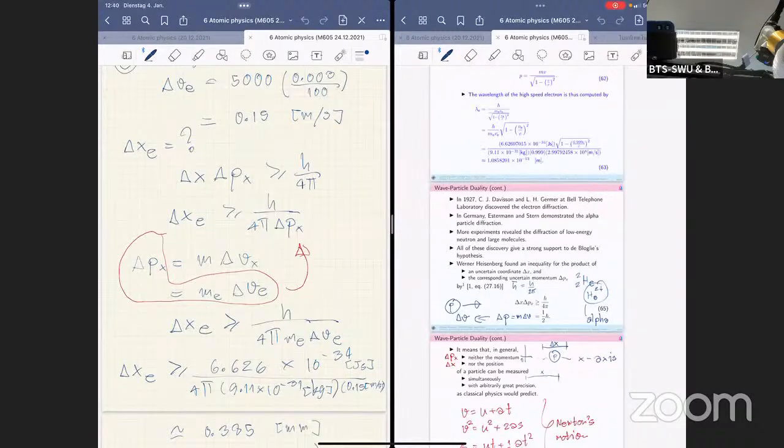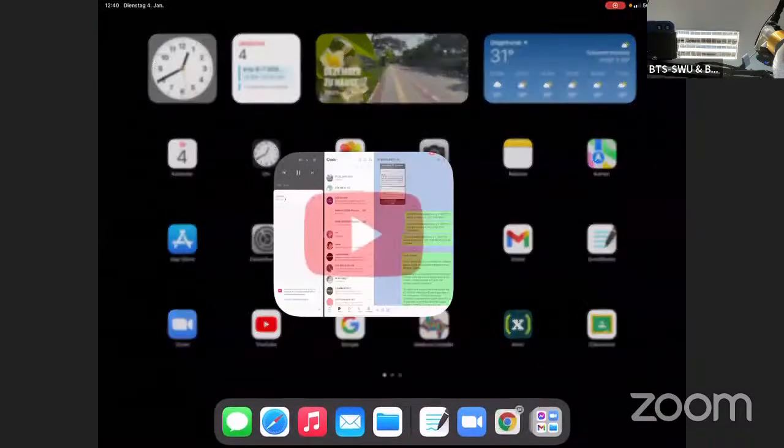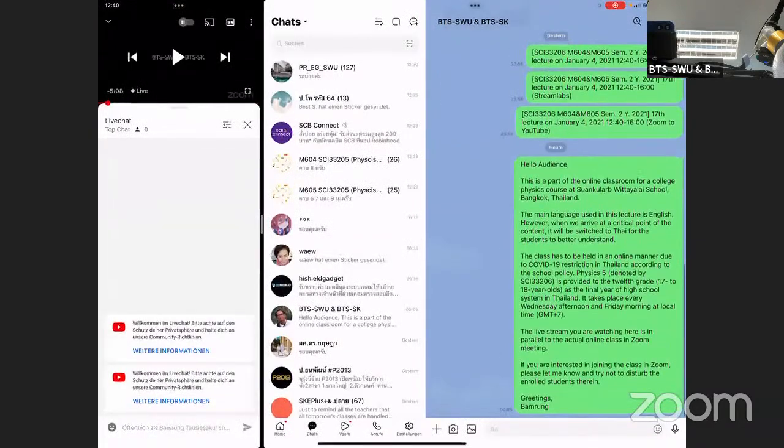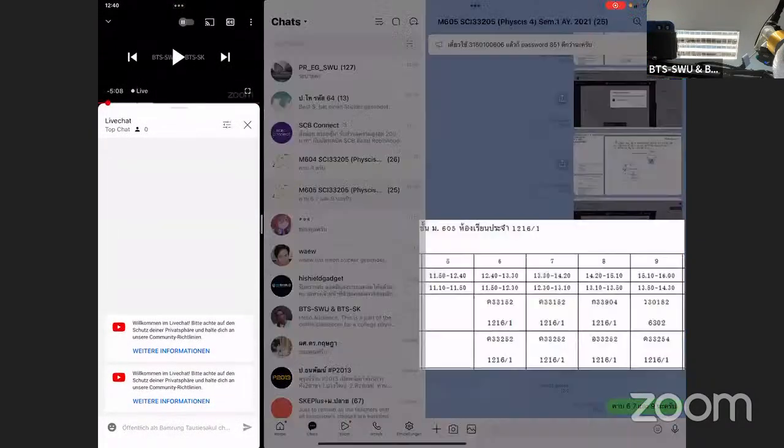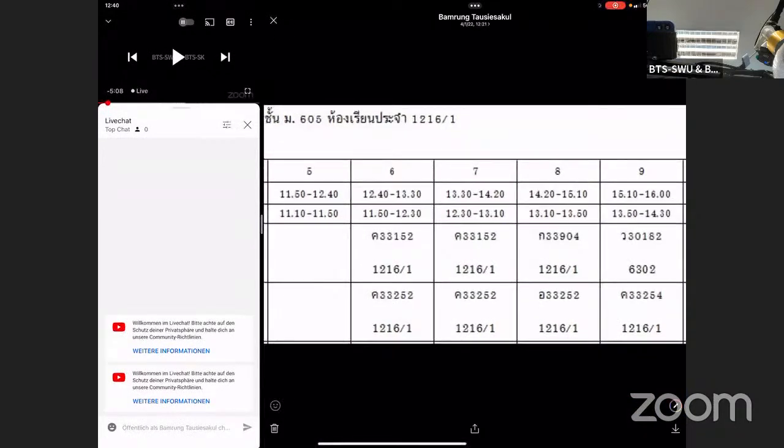So this is the substituted session for the mathematics subject by the teacher Natapon, right? So yeah, the time comes. I need to start right now. It's 12:40, right? And according to the replacement rate, M605 is like this, and here is the time at 12:40 Tuesday.